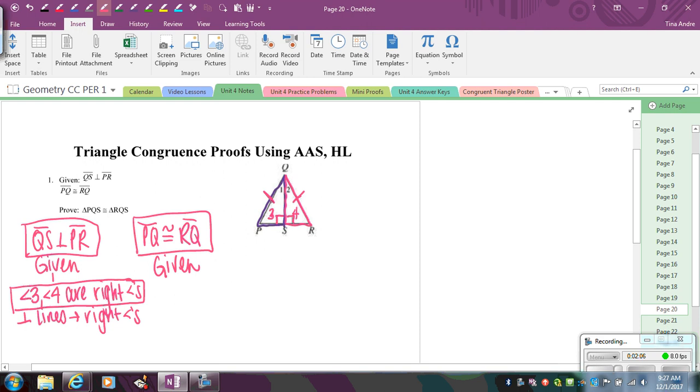And I'm going to go to my diagram and look. So you could do the whole isosceles triangle thing. But for the sake of this problem, I want to show you a different approach. So here, I'm just going to leave that. I'm going to look at my diagram. I see a shared side, so I'm going to go ahead and mark that. So that's my reflexive property. So QS is congruent to QS by reflexive property.